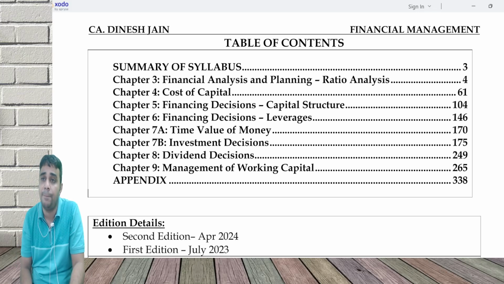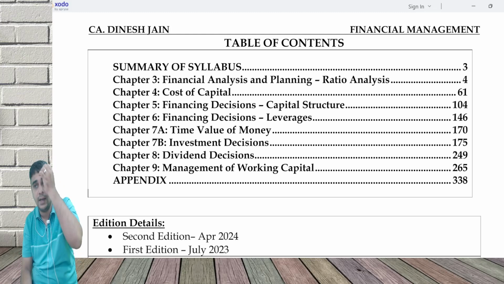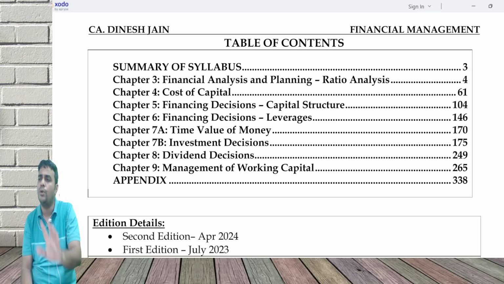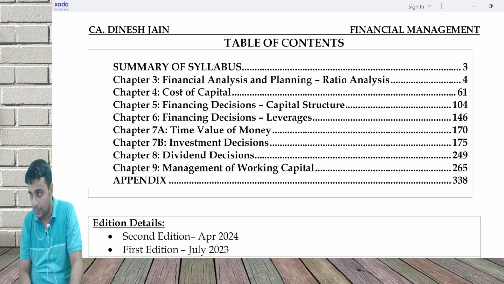So the first chapter we are going to start is investment decision. Let me set the context of the chapter. If you look at the ICI study material, you have only one chapter called investment decision. I have broken this into two: one is called time value of money and the second is called investment decision. The reason for breaking it down is that time value of money is something you learn at CA foundation, but it's extremely critical.